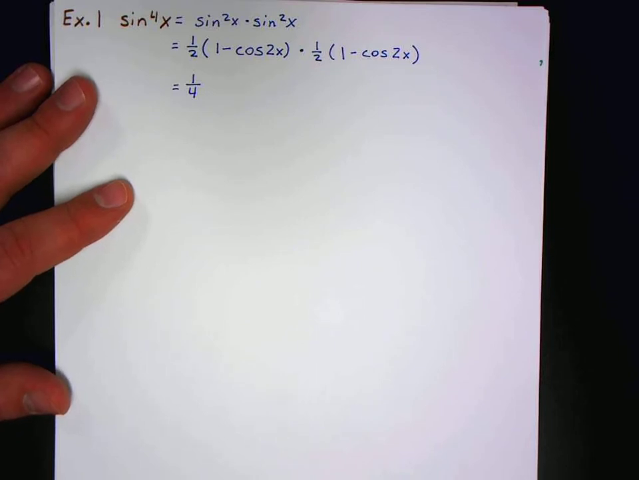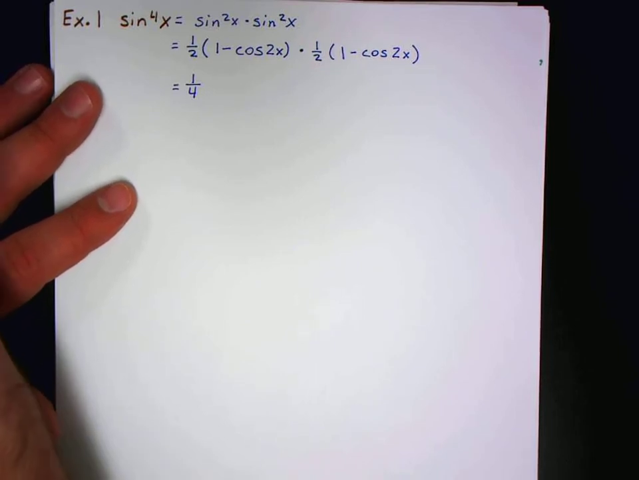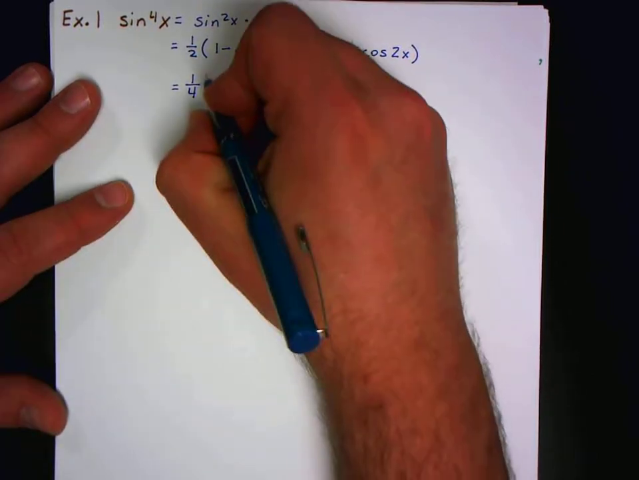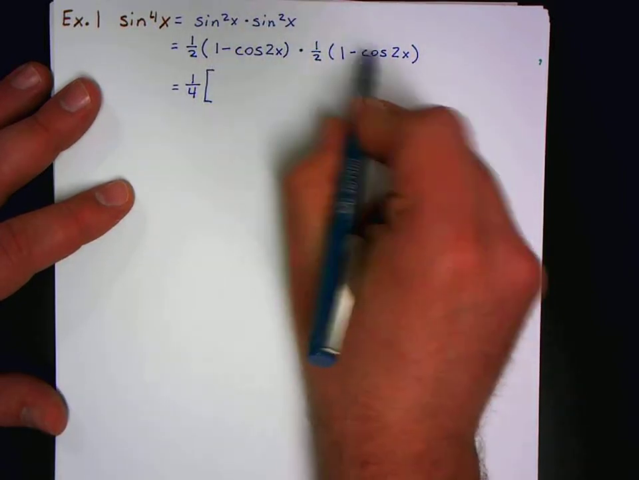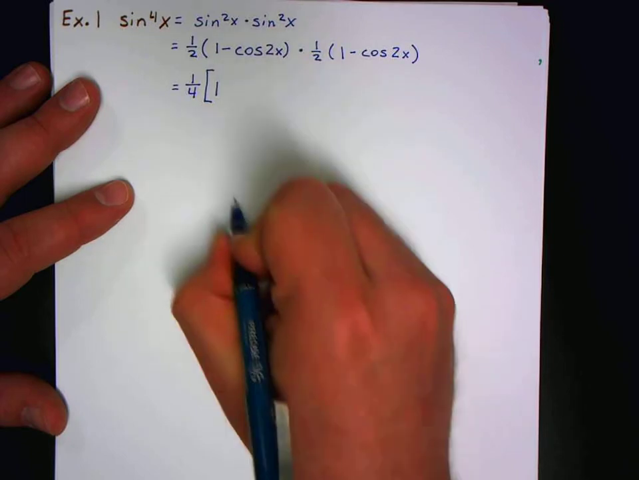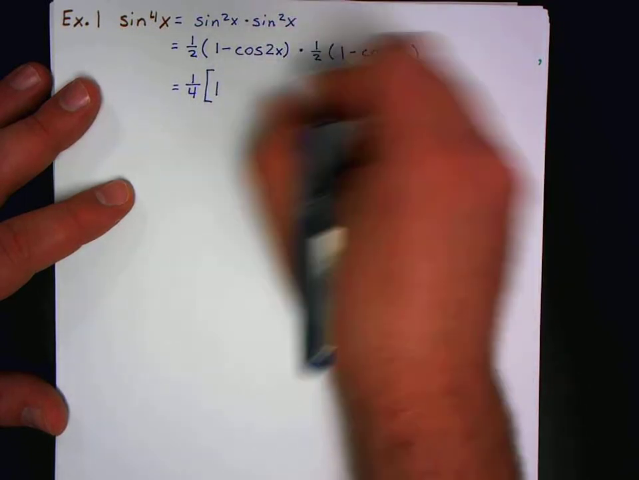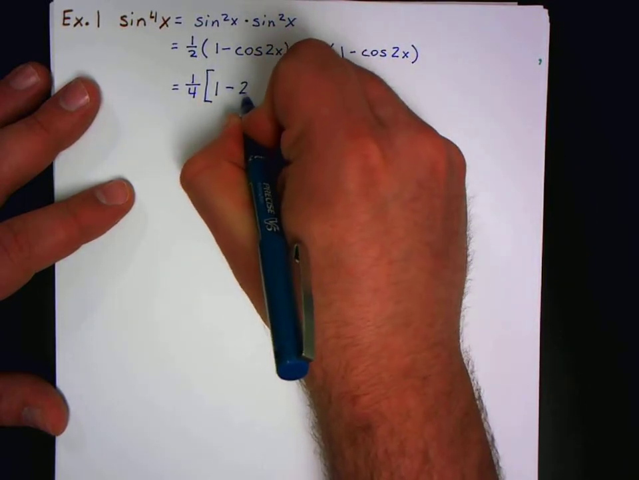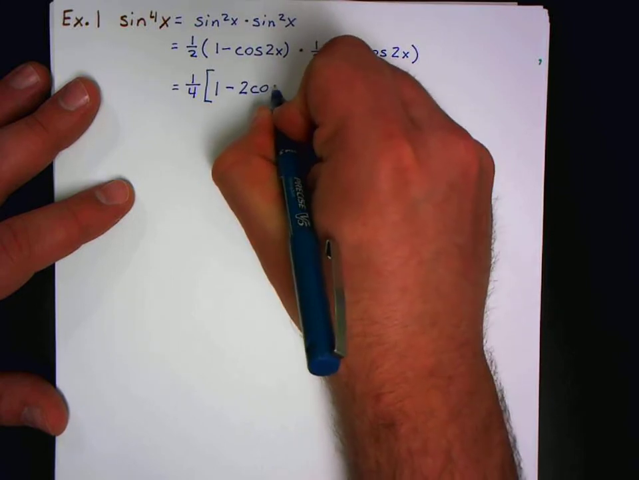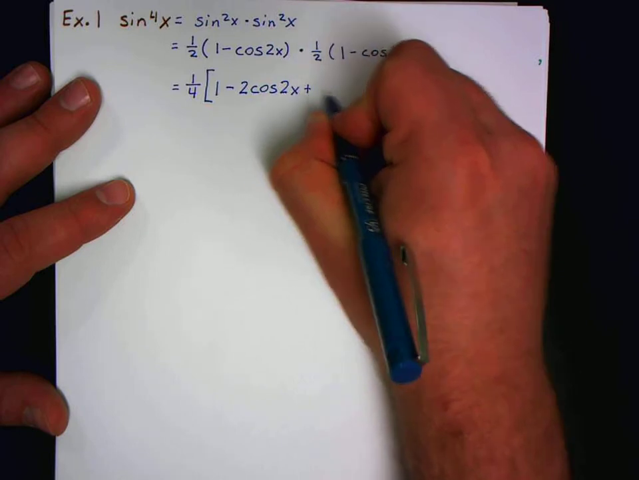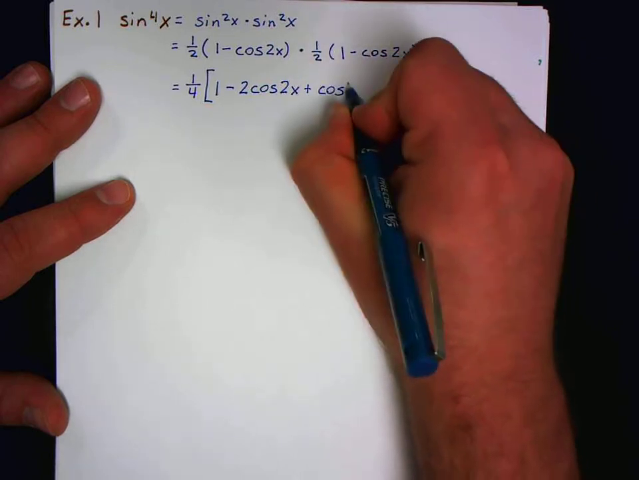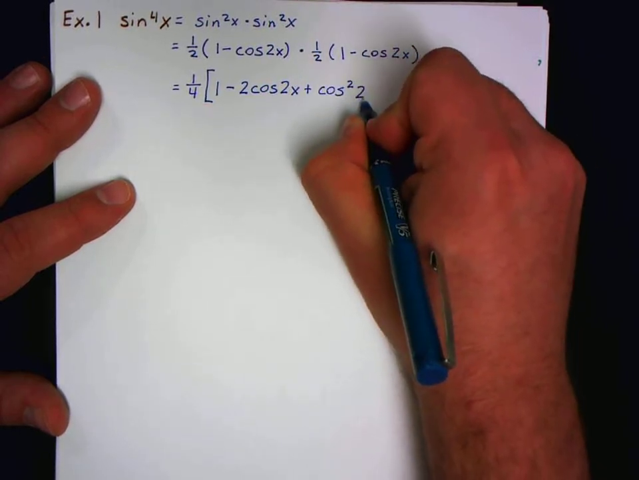Because what I have to do is, I actually still have powers, even though it doesn't look like it at this point. But I have to multiply this together. So I need to FOIL that. So 1 times 1. And then whenever I do this, I'll get minus 2 cosine 2x plus cosine squared 2x.